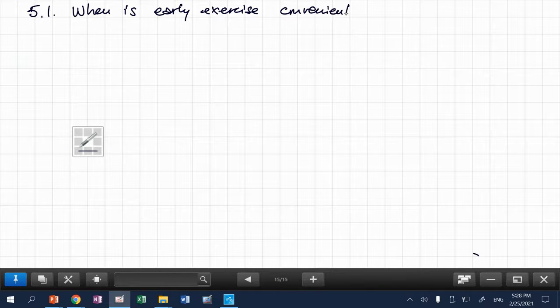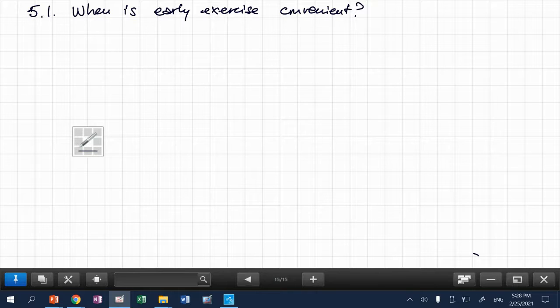Why do we care? Because if we can rule out early exercise completely, then we don't need a specific model for American options, because the American option should be worth as much as the European. If instead, even in some rare cases, early exercise can be convenient, this would imply that the American option should be worth something more than the European, and I cannot use Black-Scholes, which would just be a lower bound of the price for me. I have to do something else.